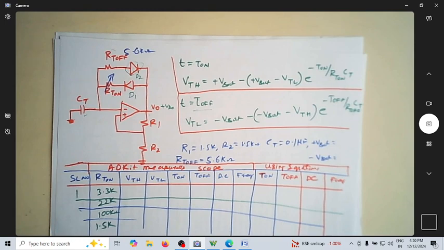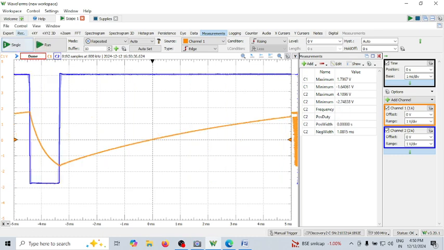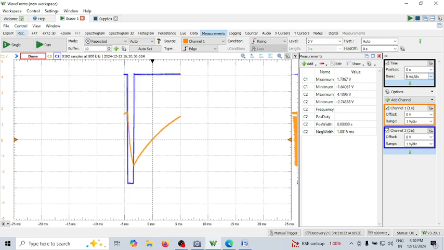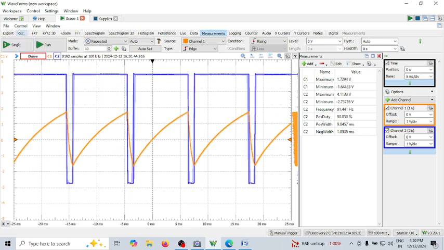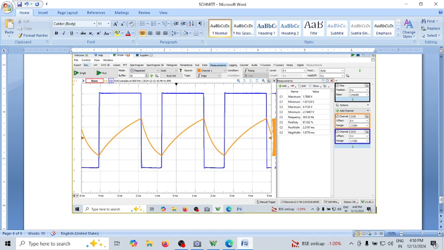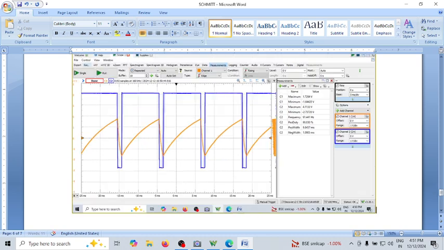So let me take the third reading, which is 100k. I'll make this 100. Okay, now 100k is my RT on. Let me go back to this and then take a single run. Now since it is not covering all the cycle, let me make this 5 and then run again. You can see now the duty cycle is almost 90%. Positive duty cycle is 90%. Take a screenshot for this. This is for RT on of 100 kilo ohm. So this is now that value.